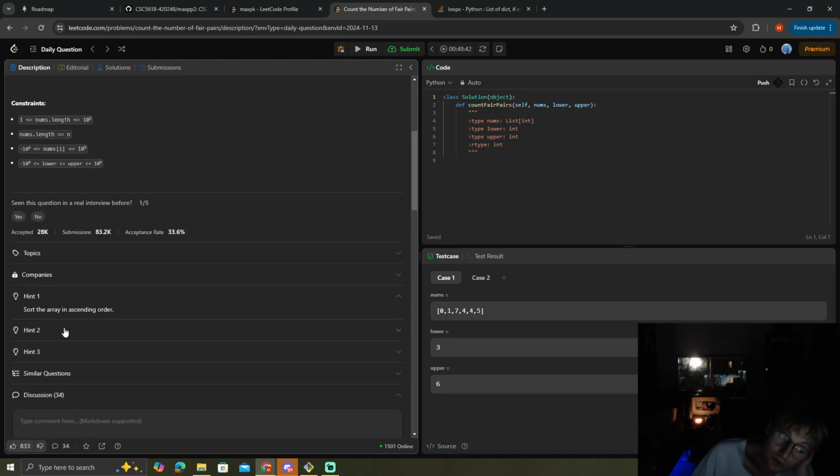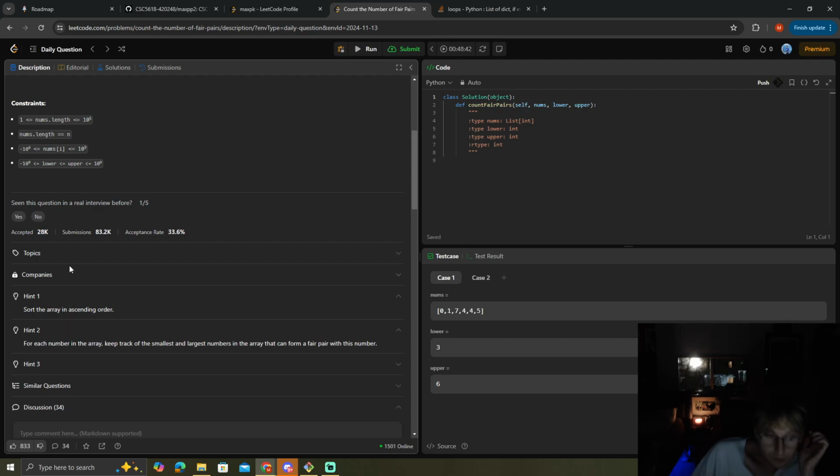Check out the hint: sort the array in ascending order. For each number in the array, keep track of the smallest and largest number in the array that can form a pair with this number.